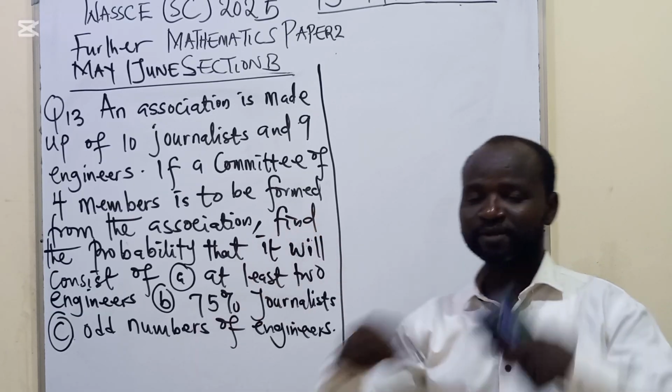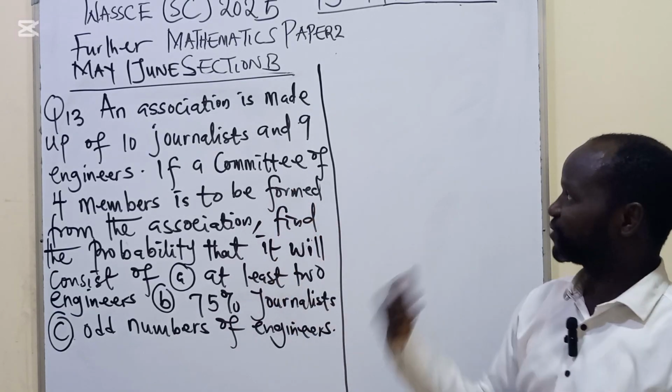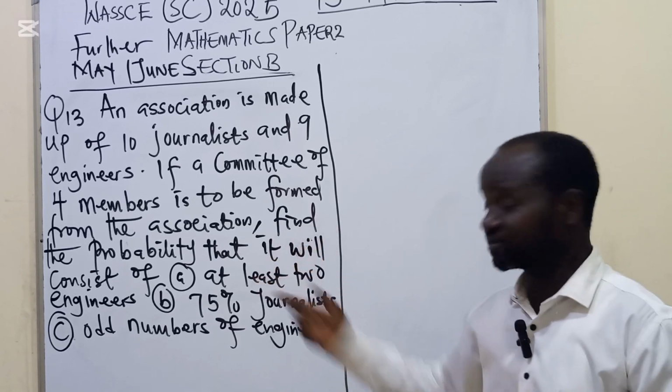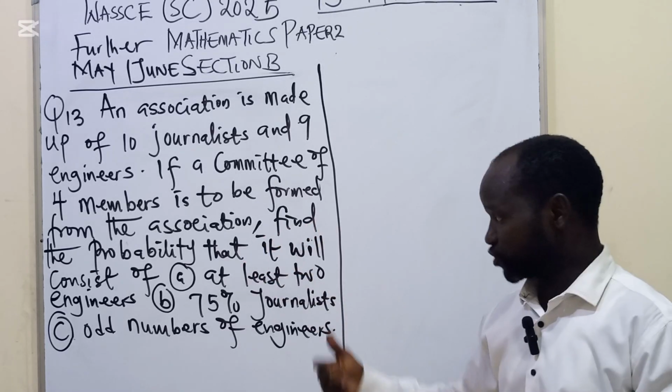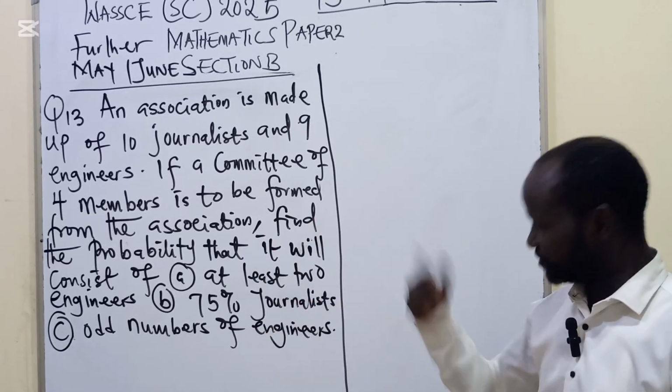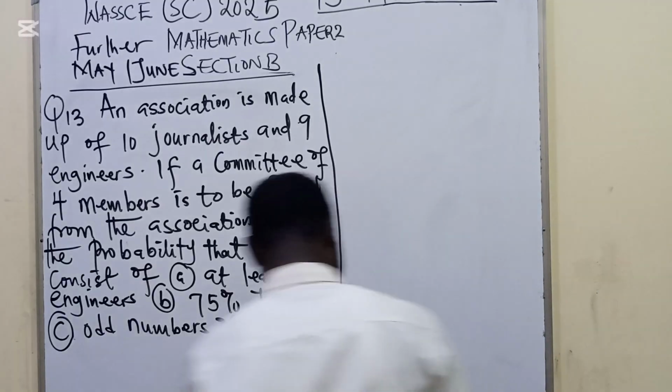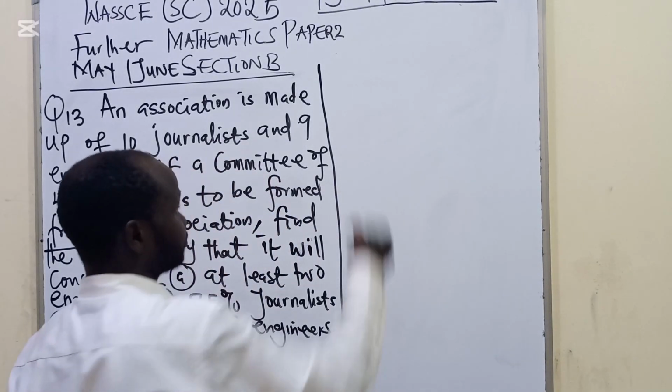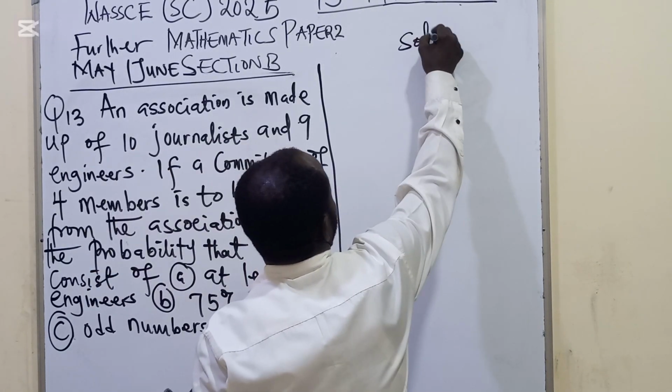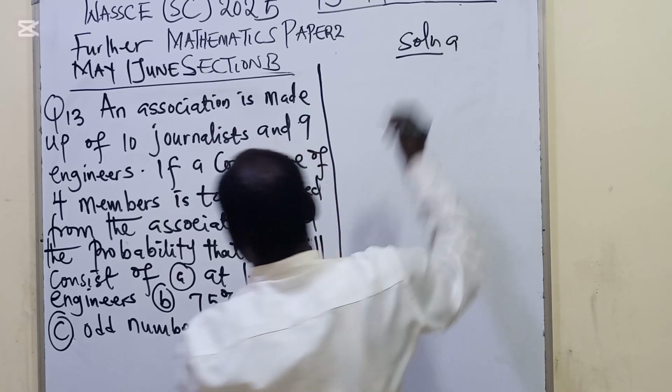First thing to do is to identify which topic this question is from. Of course, this is from combination involving probability. Let's write down the solution. That's the solution to A now.